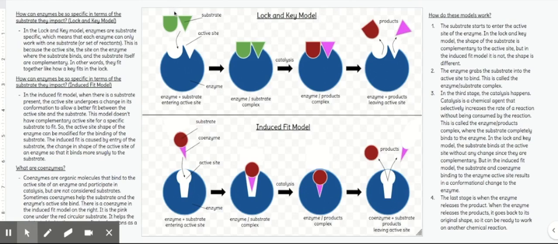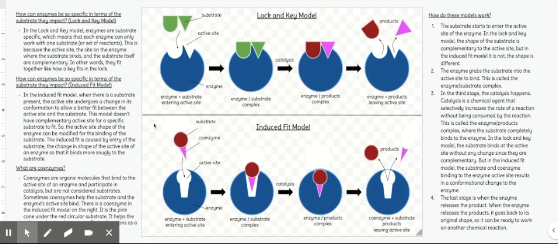This green shape here is the substrate, this blue circle is the enzyme, and this white space in the enzyme is the active site for the lock and key model. In the induced fit model, the blue circle is the enzyme, the white space is the active site, the red circle is the substrate, and the pink cone is the coenzyme.